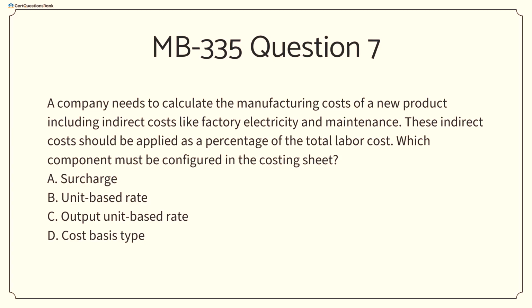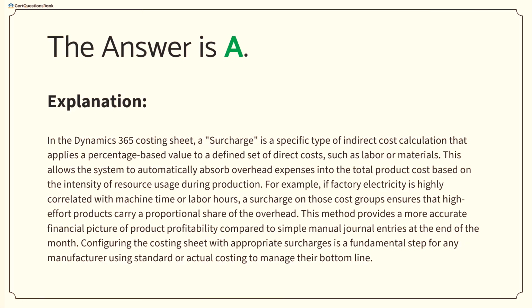A company needs to calculate the manufacturing costs of a new product, including indirect costs like factory electricity and maintenance. These indirect costs should be applied as a percentage of the total labor cost. Which component must be configured in the costing sheet? A. Surcharge. B. Unit-based rate. C. Output unit-based rate. D. Cost basis type. The answer is A.